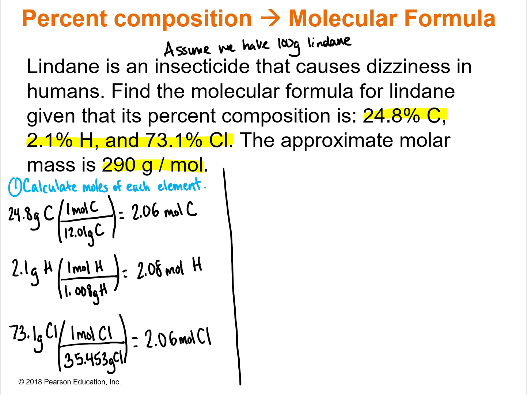Now, all of these are about the same, 2.06, 2.08. That's about 2 moles of each element. But I want to show you what we would do if one of them wasn't the same. So I'll show you how we go through and figure out the ratios. Let's calculate the mole ratio of the empirical formula. The smallest number of moles that we have is 2.06, and both the carbon and the chlorine have 2.06 moles.